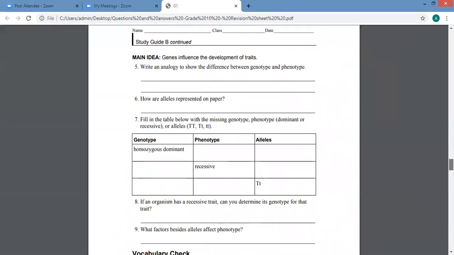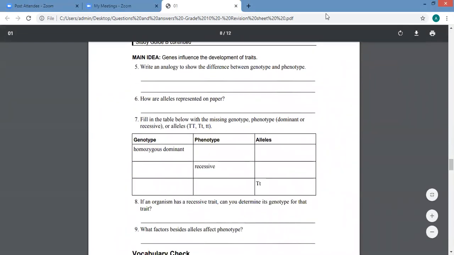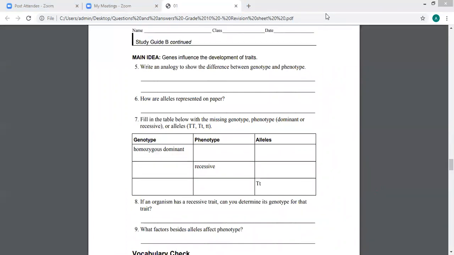Number five, write an analogy to show the difference between genotype and phenotype.